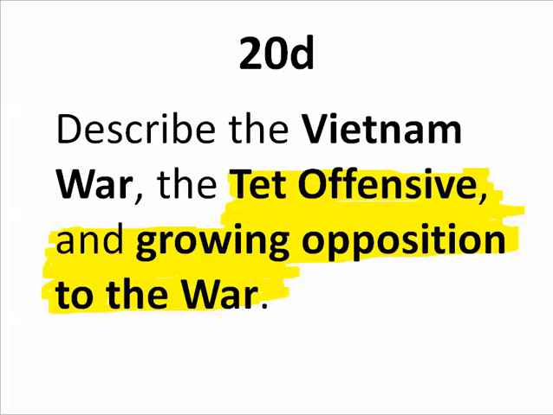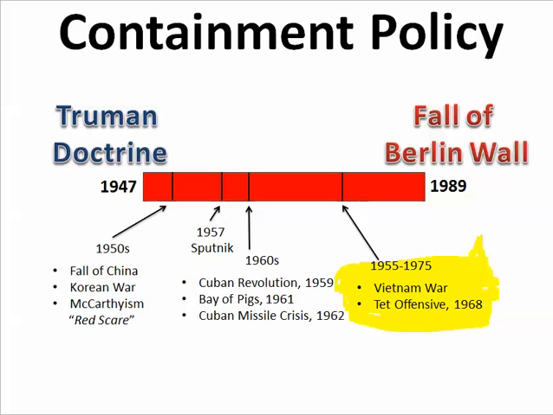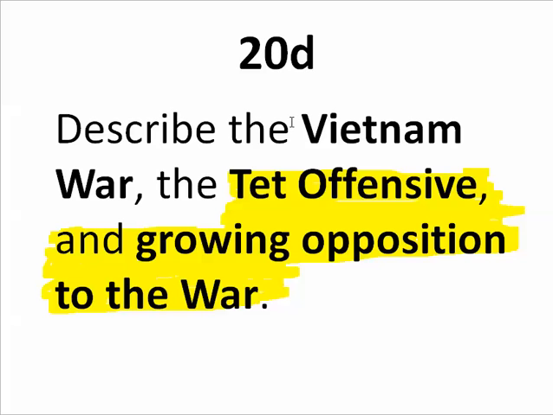Okay, now we were supposed to describe the Vietnam War. We just did, and how it comes into the Cold War and containment. Now we're supposed to talk about the Tet Offensive and the growing opposition to the Vietnam War. It's going to eventually move us to get out of it. So the Tet Offensive is very important.